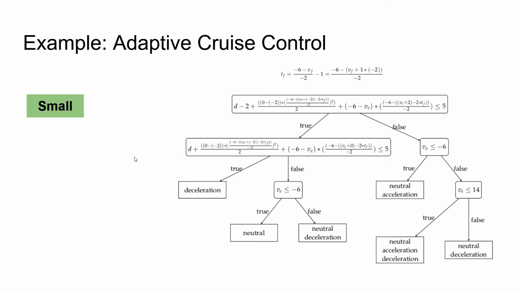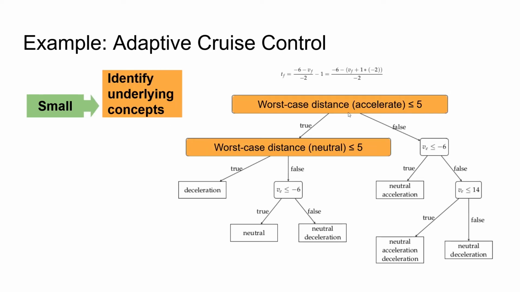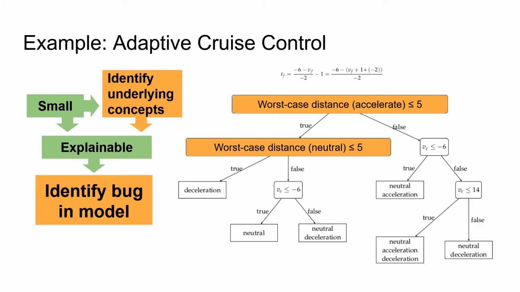However, using the domain knowledge, namely kinematic equations, they turn out to mean worst case distance if we accelerate for one time step, and worst case distance if we stay neutral. If this distance is less than our safety margin, we can only decelerate. Consequently, again, this tree is a lot more explainable than a BDD or a lookup table. In fact, coming up with these predicates made us identify a bug in the model that prevented us from decelerating if the car in front was far away.